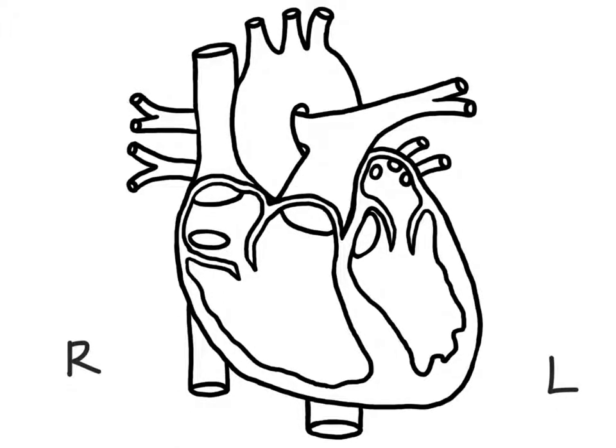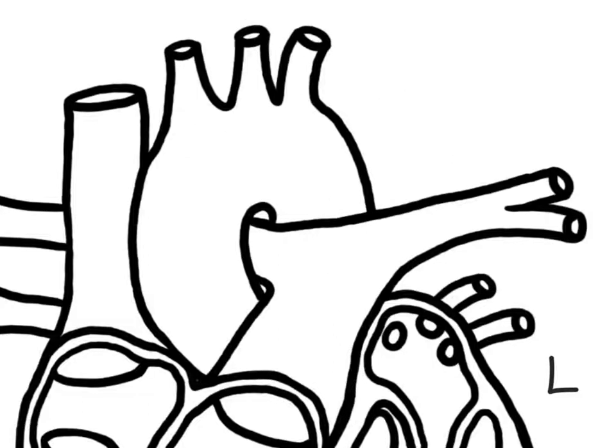I'm going to go through labeling this pretty quickly, so please be sure to pause when you need to label at your leisure. Let's begin at the top, and we're focusing on this structure here that has 3 little channels coming off of it. And this is what we call the aorta.